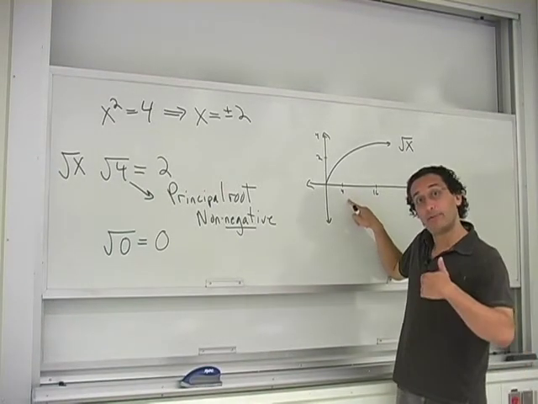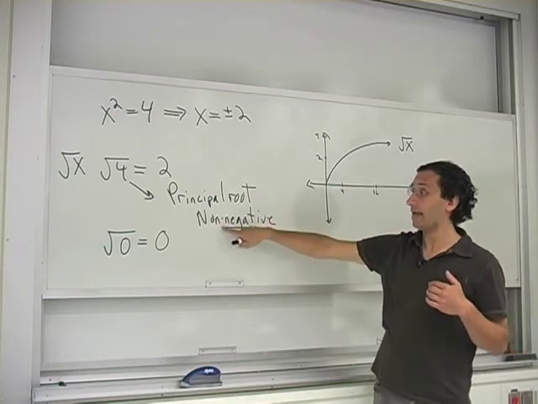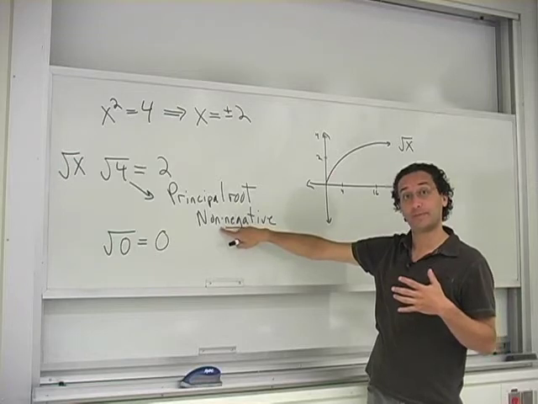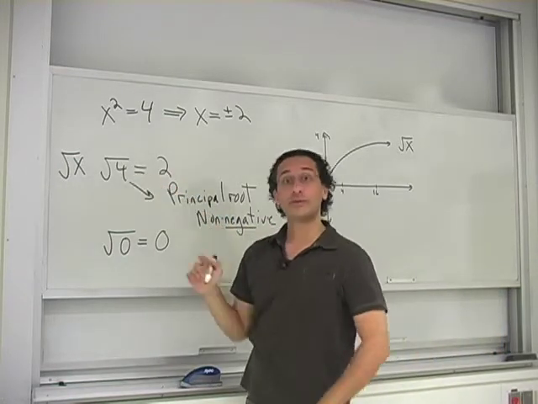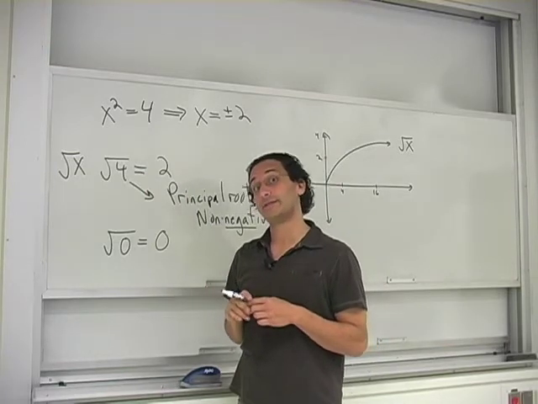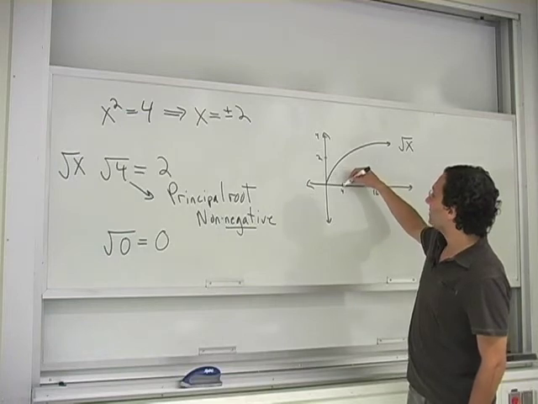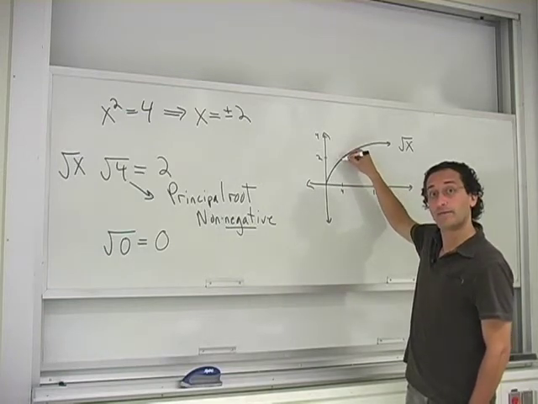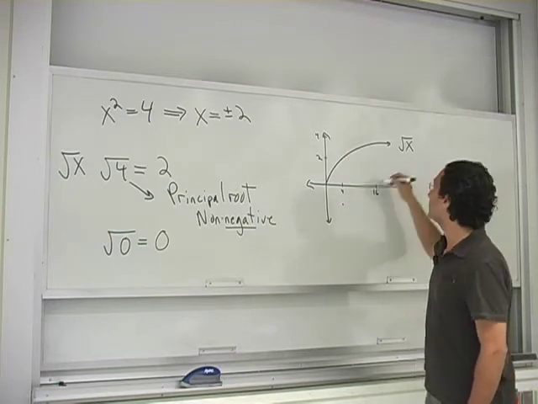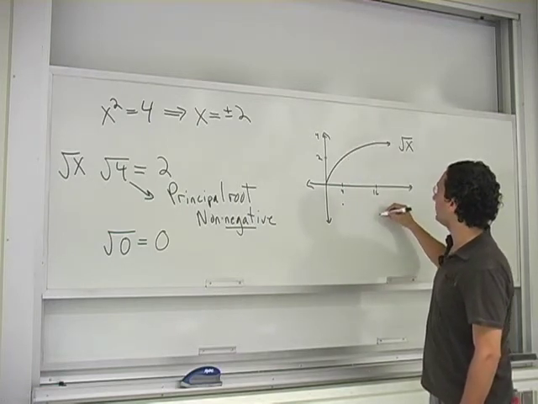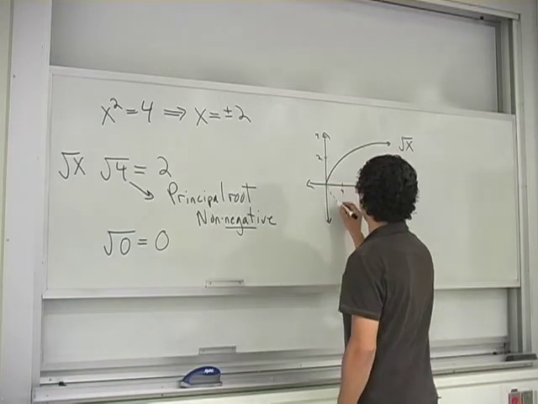For each x that I put in, out pops its non-negative principal root. If, however, instead we said, oh, the square root of 4 is plus or minus 2, then instead of just having a point up here for plus 2, we'd also have a point down here. In which case, the square root of x would look like this.